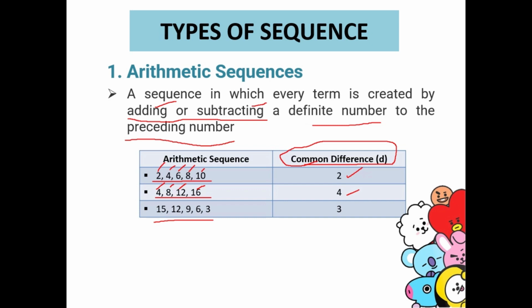For the third example, you have it there, 3 as our common difference. And how did we solve that, sir? In this case, we are not adding 3 because if you try to substitute it there, 15 plus 3 is not 12. In this case, for the third example, we are subtracting. 15 minus 3 is 12. 12 minus 3 is 9. 9 minus 3 is 6. And 6 minus 3 is 3. And that's why we have 3 as our common difference for the third example.